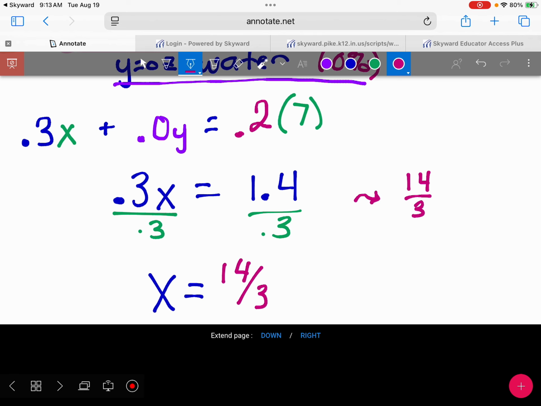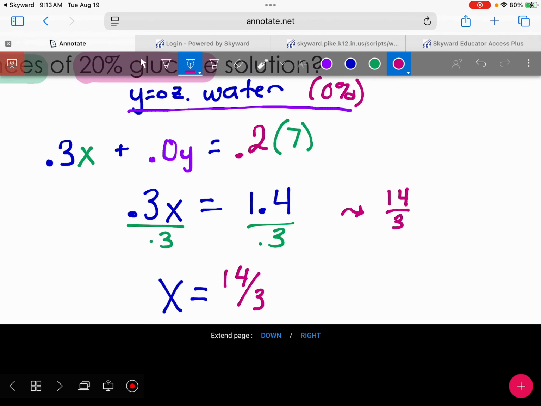That tells me how much of this 30% solution we need. We need 4 2/3. There we go, my brain stopped. 4 2/3 ounces. We can measure that. We get third of a cup measuring scoops. We get third of an ounce measuring scoops. Like, we can measure that. They're probably doing it by weight, but we can do that.